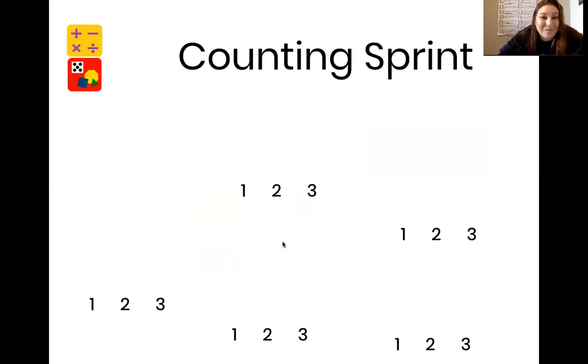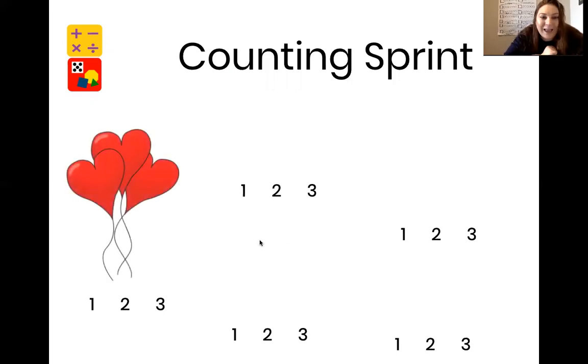All right, let's warm up our math brain. I'm going to show you a picture. You have 3 seconds to count those objects and tell me how many you see. Ready? Here we go. How many hearts do you see? You're right. We see 3 hearts. 1, 2, 3.